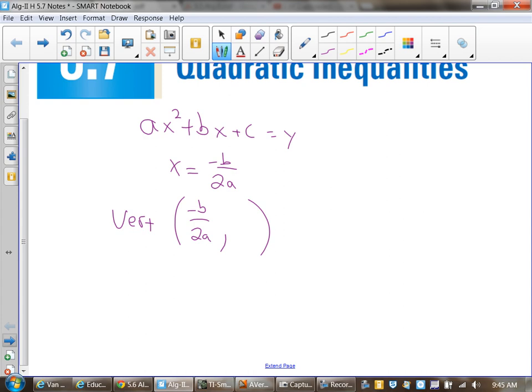Also, when you're graphing these things, how do you know if it's a maximum or a minimum? Up like a cup, down like a frown. So if a is positive, we have down like a frown, and we have a minimum. If a is negative, we have up like a cup and a maximum.